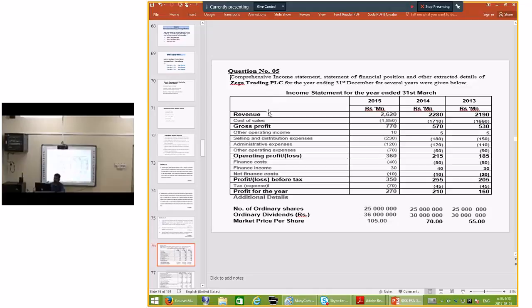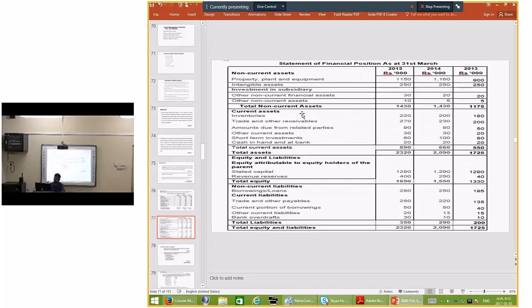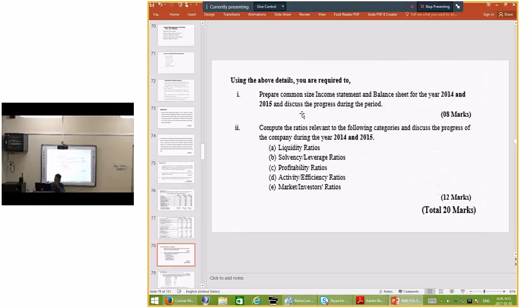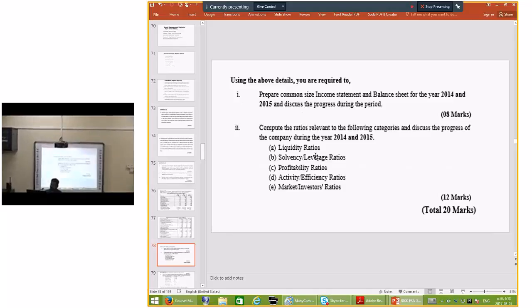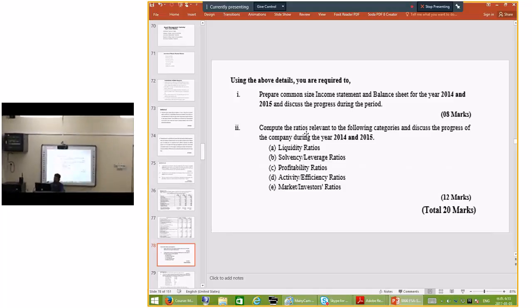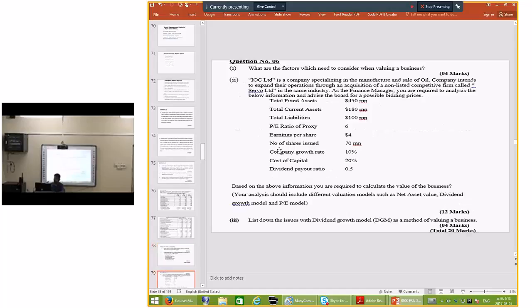Again, here you are given the comparative financial statements for 3 years. Here, balance sheets as well as the income statement. Then your task is to answer this one. Prepare the common size financials. It is similar to the previous one. Common size financial statements and liquidity ratios. You have to calculate liquidity ratios, solvency ratios, profitability ratios, activity ratios, market ratios, and you have to compare them.